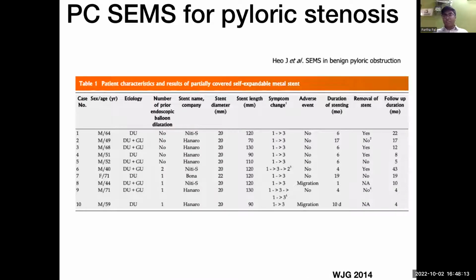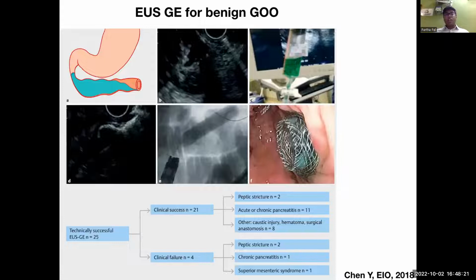Partially covered stents have also been used for a benign stricture. Usually the Hanaro stent, Nitius partially covered stent, or Bona stent have been used. I'll discuss them. And this has already been discussed, that sometimes EUS gastroenterostomy can be used. Usually they are used with a special E-pass balloon in our center, in which there are two balloons. Initially the distal balloon is dilated, followed by the proximal balloon. In between, the fluid is injected, and under endoscopic ultrasound guidance, we puncture from the stomach into the part of the jejunum or the duodenum, and place this lumen-apposing metal stent.